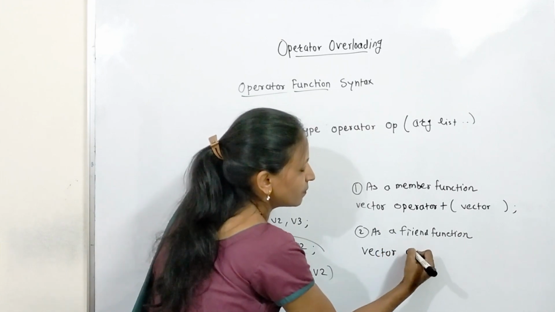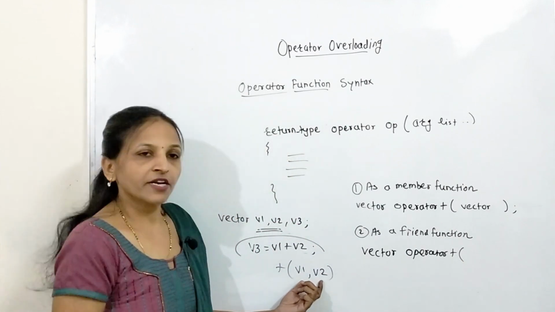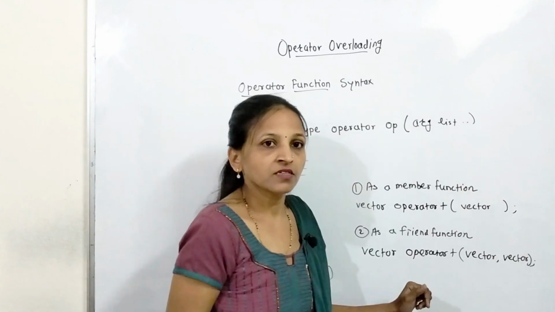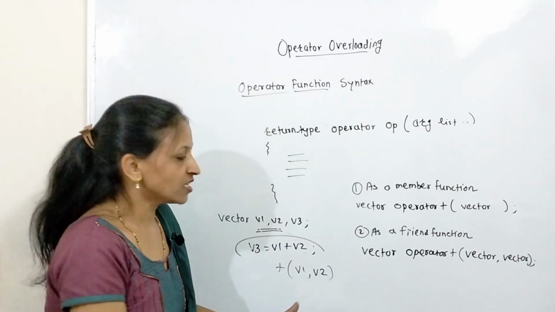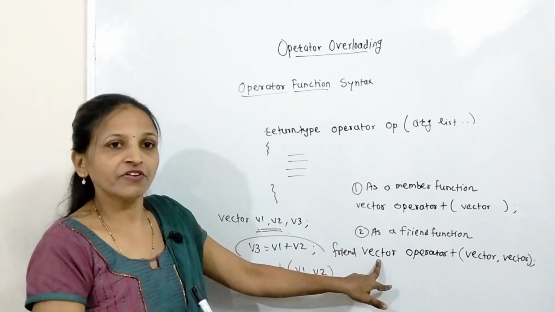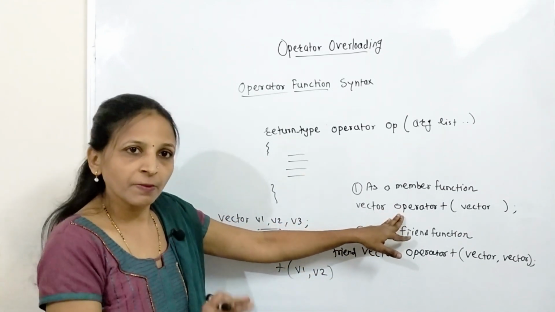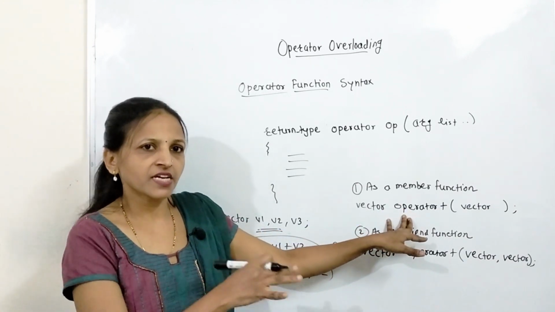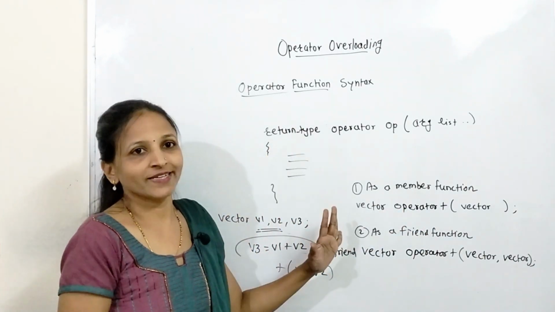Vector is the return type, then operator plus, and here we have to pass two arguments of vector type, like vector comma vector. Getting? See, here we are just writing a friend function, means inside a class we have to write the friend keyword while declaring, and this function we will define outside the class as a normal function. Here this function is a member function of that class. We can define it anywhere inside the class or outside the class, but as a member function we have to declare it as a part of that class.